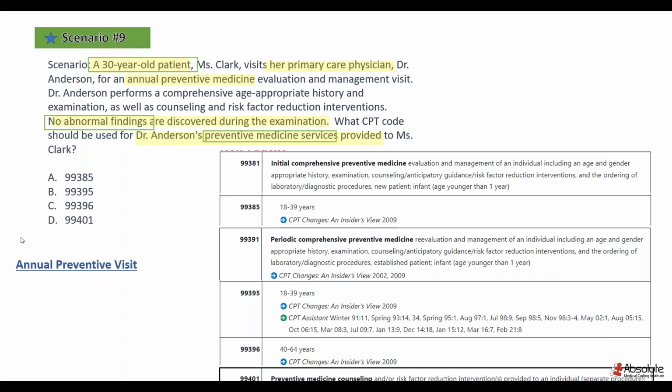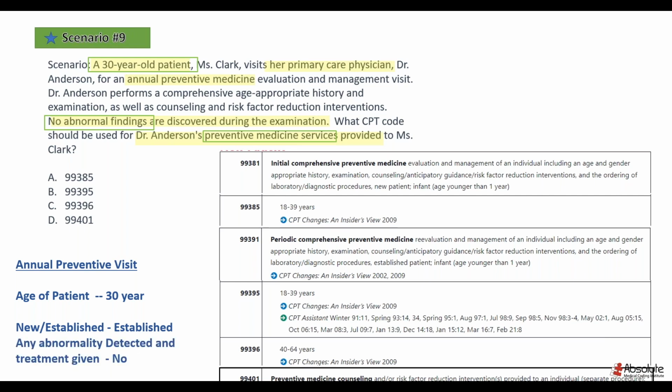As I said, let's do some inventory. This is an annual preventive visit, and it's very important to know the age of the patient. The age of our patient in this scenario is 30 years. The next important thing is to know whether it's an established or a new patient. This is an established patient, a reevaluation of preventive services. Again, is there any abnormality detected or any treatment given towards that? No, no abnormalities were observed or detected.